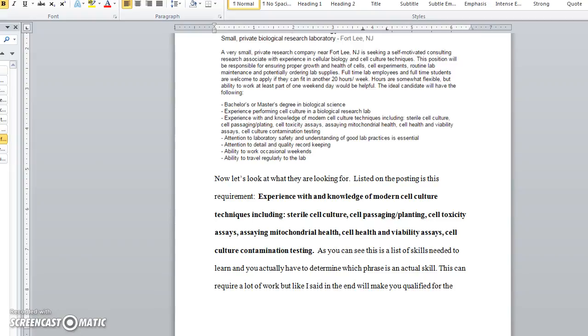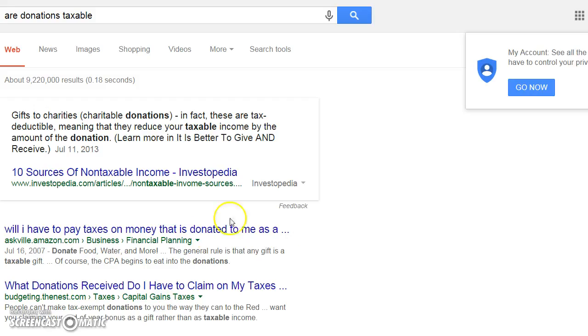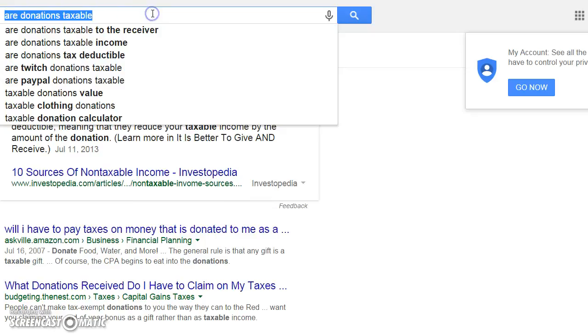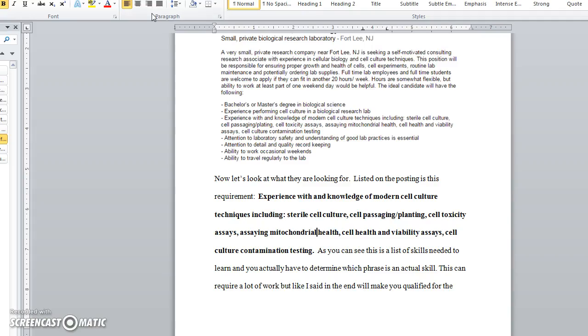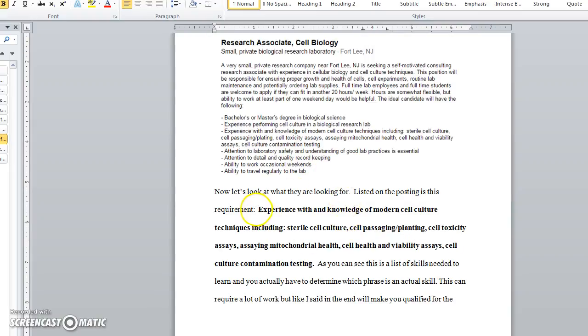Okay, there's Google. Like I said, you're looking at the job posting. I actually highlighted here in bold: experience with and knowledge of modern cell culture techniques, including sterile cell culture, cell passaging, plating, cell toxicity. I think I said that right, and etc. So let's look at the first one, modern cell culture techniques.